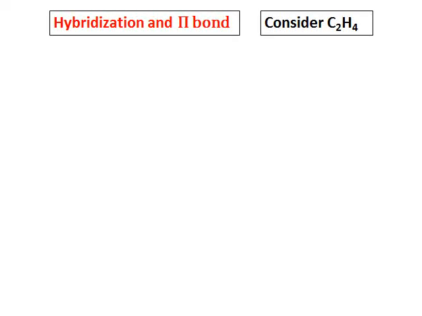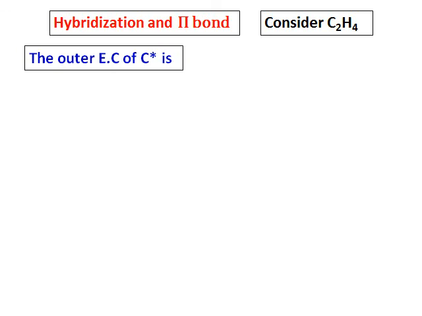So let's continue with it and learn what hybridization and a pi bond are. So far you are familiar with only one kind of bond, which is a single bond. To start with, consider the molecule C2H4, and we know the outer electronic configuration of excited carbon, as shown over there.